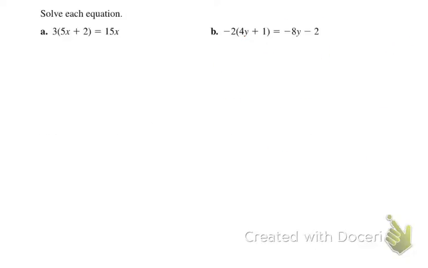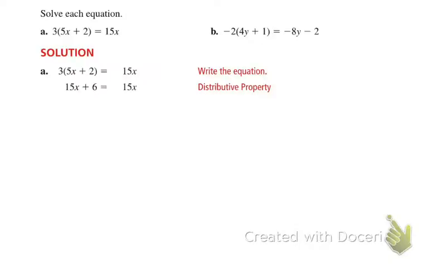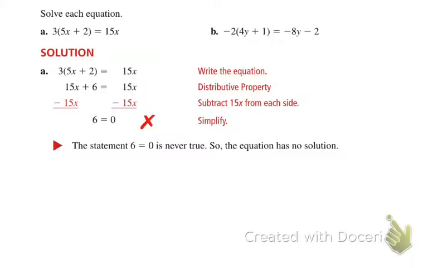Okay, now on to example 3. So let's work through these. We'll start off with A, and we'll distribute to get 15x plus 6 is equal to 15x. Subtract 15x from both sides and get 6 is equal to 0. You can see that this is never true. So this equation has no solution, okay?